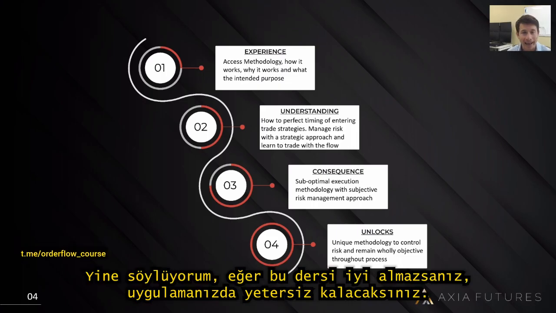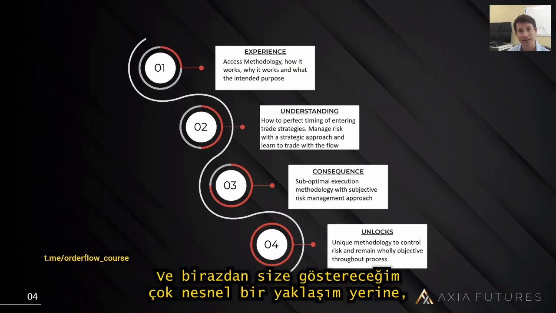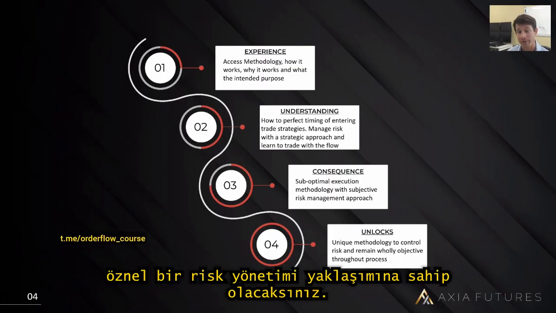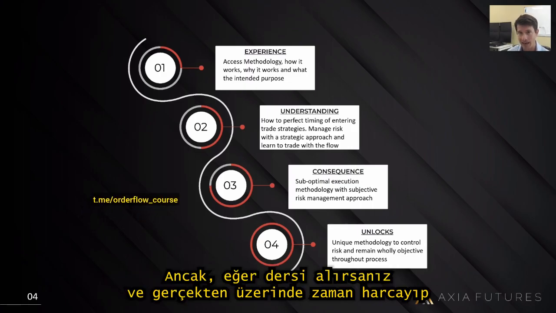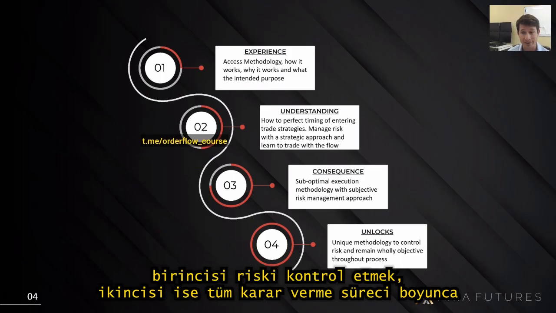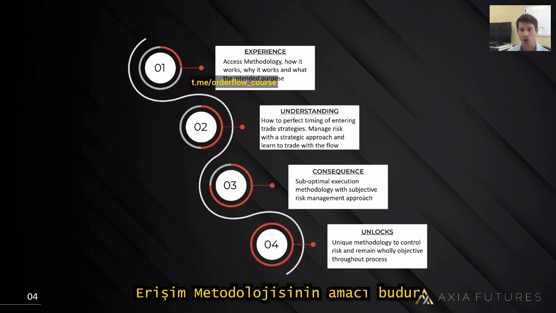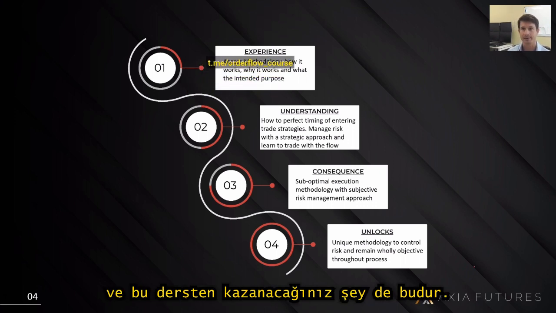Consequences. Again, if you don't take this lesson, you're going to be suboptimal in your execution. That's the reality. Your execution methodology will be suboptimal, and you'll have a subjective risk management approach rather than a very objective approach, which I'll show you in a minute. However, if you take the lesson and really spend time with it and adopt it, it will unlock a unique methodology to, 1, control risk, and 2, remain wholly objective throughout the entire decision-making process. That's the purpose of access methodology, and that's what you're going to gain from this lesson.